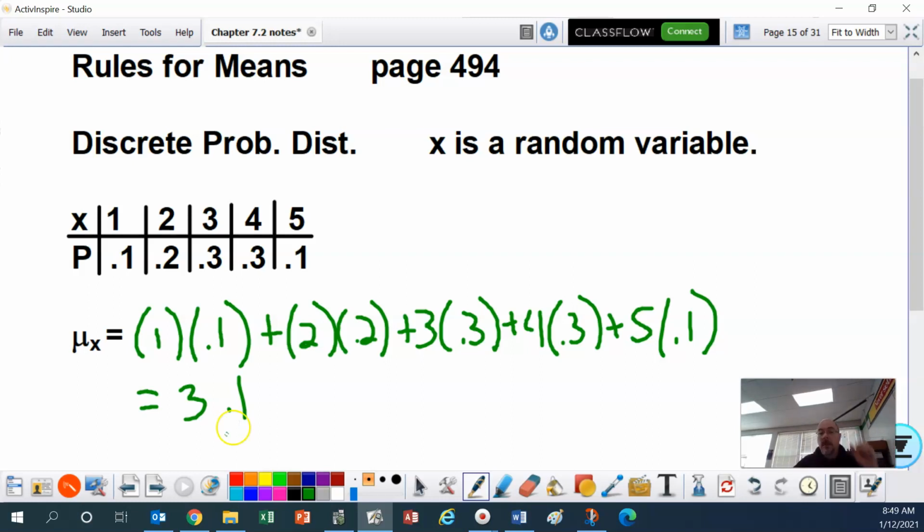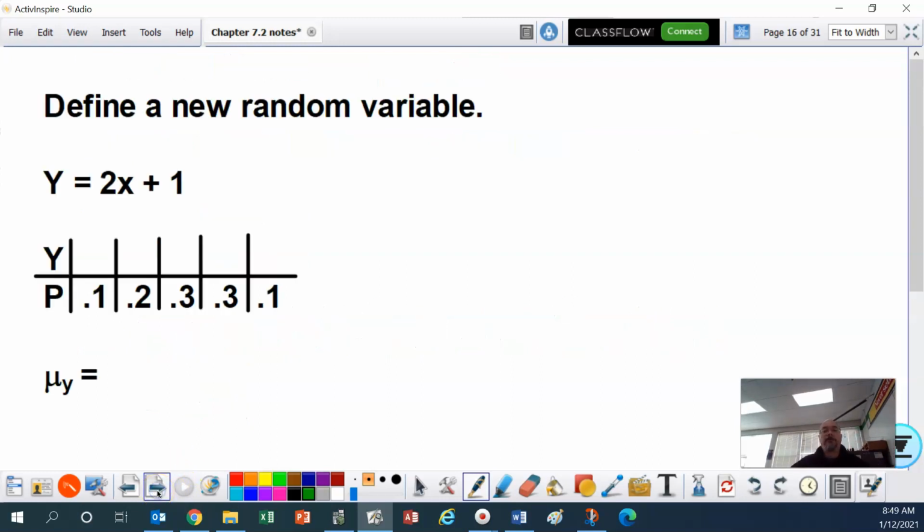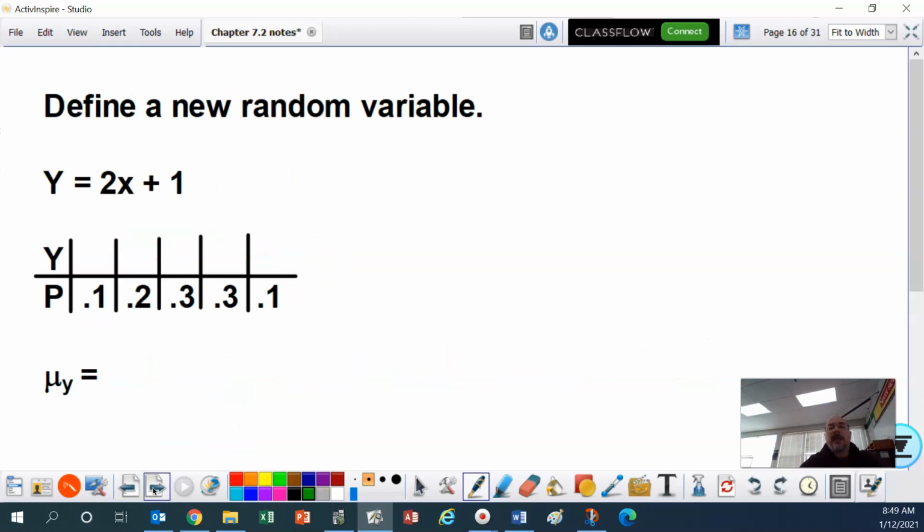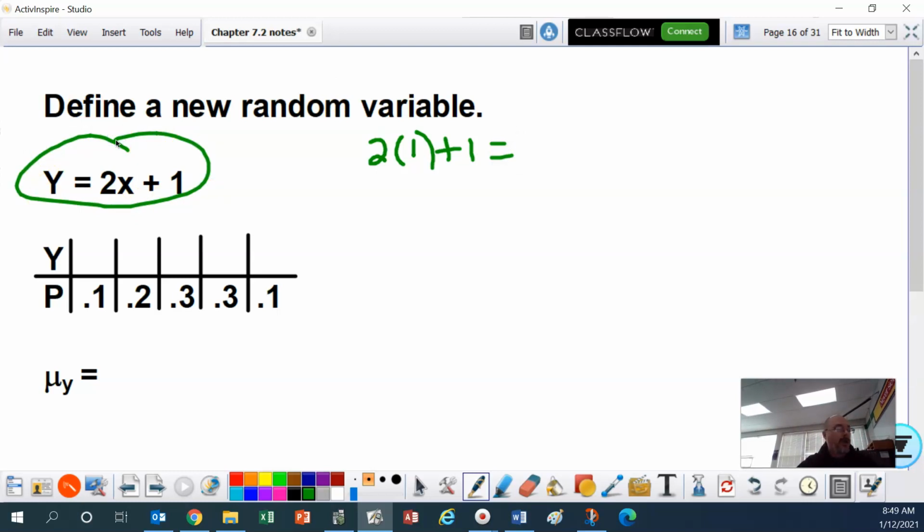Okay? Now, remember that. Now let's say that we're going to take, okay, so let me go back a second. So these are our x values, right? 1, 2, 3, 4, 5. Those are our x values. Now let's say we're going to take each of those x values and we're going to double it and add 1. So now this would be a 3.